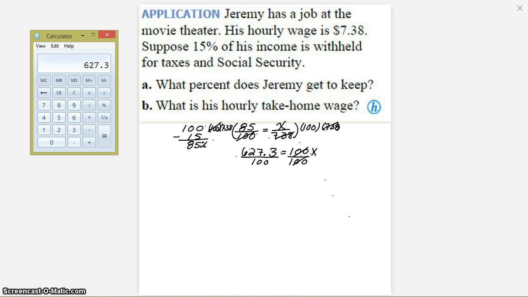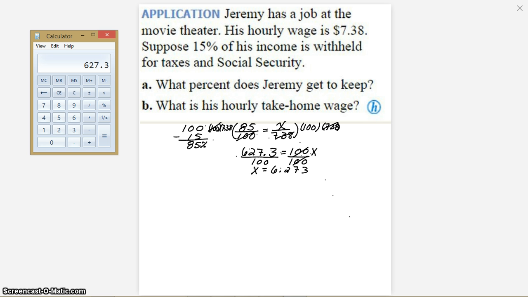Over here, I'm going to use that trick I know where if I'm dividing by 100, I'm going to move the decimal point 2 places to the left. So instead of 627.3, I'm going to have 6.273. So 6.273, and I kind of switched it around on you there. I moved the x to the other side. I like to write it that way.